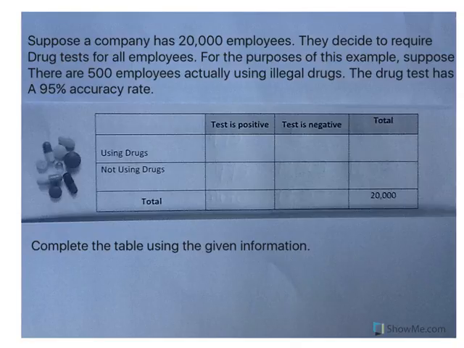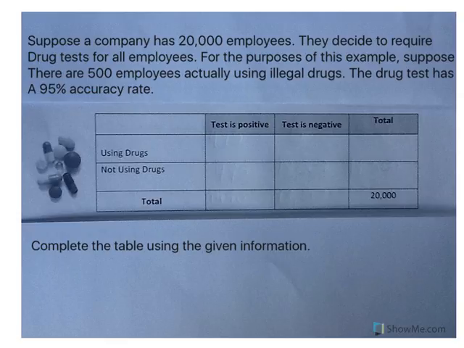All right, we are going to do a drug testing false positive, false negative problem here. And the first thing we have to do is fill in our table. So suppose a company has 20,000 employees and they decide to require drug tests for all employees. For the purposes of this example, suppose there are 500 employees actually using illegal drugs. And this drug test has a 95% accuracy rate. So we now have all the information we need to fill this in.